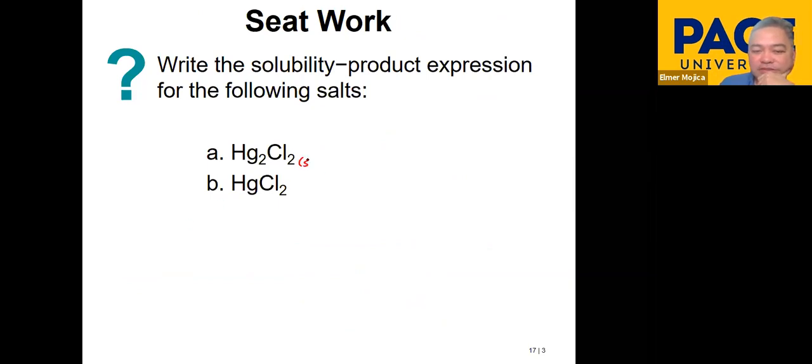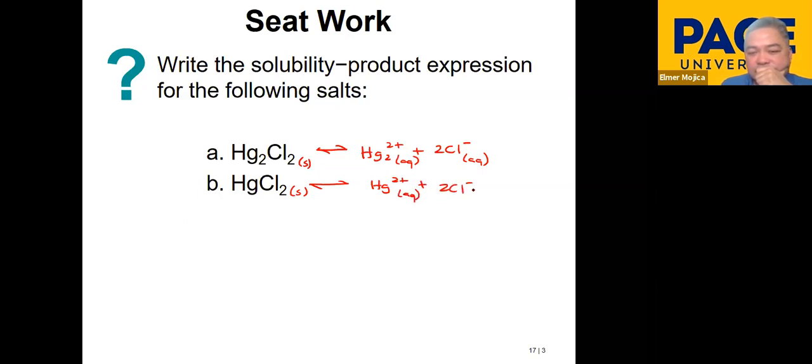So whenever you have that, you know that it's a solid, so they will dissociate to give you, what do you get here? Hg2 2+ and 2Cl minus, and both of them are aqueous. The same thing with this one, which is solid. When they dissociate, they have Hg2 2+ plus 2Cl minus. So if you're going to put your Ksp there, how are we going to do it for the first one? Anyone?